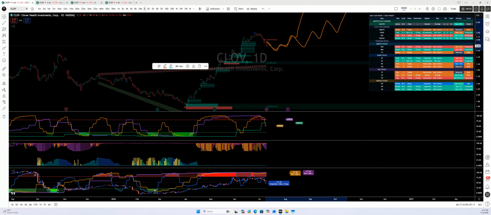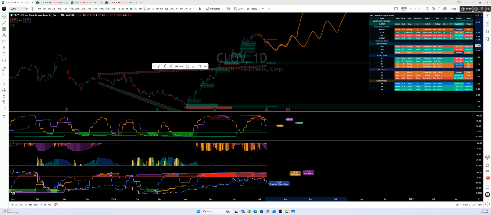Invalidation levels. The bull thesis is not invalidated just because CLOV is under $5. The real invalidation ladder is: soft warning, failure to reclaim $5 by late July. Medium warning, daily close under $4. Hard warning, break under $3.65 with no reclaim. Major thesis damage, sustained trade under $3.40. Full structure failure, break below $3.90 and failure to recover.